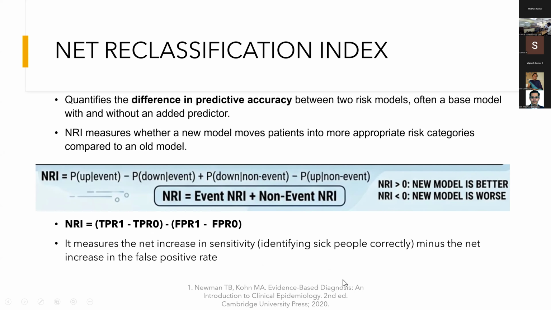So how do we interpret an NRI? If an NRI is more than 0, it indicates that the new model is actually faring better. And if the NRI value is less than 0, it indicates that the new model is performing worse than the pre-existing model. So to calculate NRI, we calculate the NRI for the positive outcome, and we calculate the NRI for the negative outcome separately. We add up both values. And if the value is more than 0, it means that the new model is actually better.